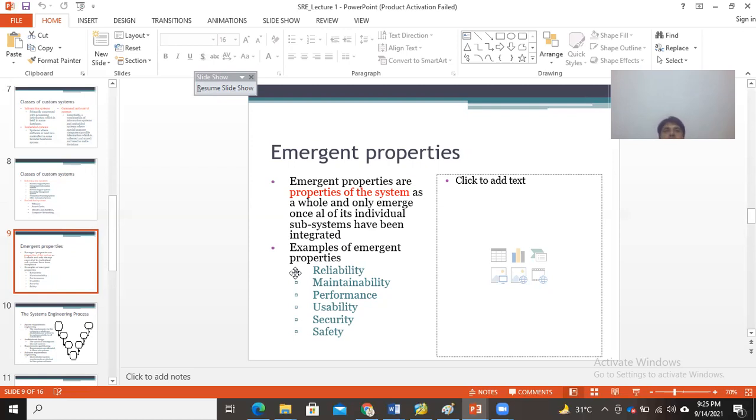Normally we call these properties the non-functional requirements of the system. They are also discussed in the basic course of software engineering, where we call them non-functional requirements. Common examples of emergent properties are the reliability of the system, maintainability, performance, usability, security, and last but not least, safety. These are all emergent properties of the system, and they are not the services provided by the system. They come out when the subsystems are integrated in one way or another, so we call them emergent properties of the system.